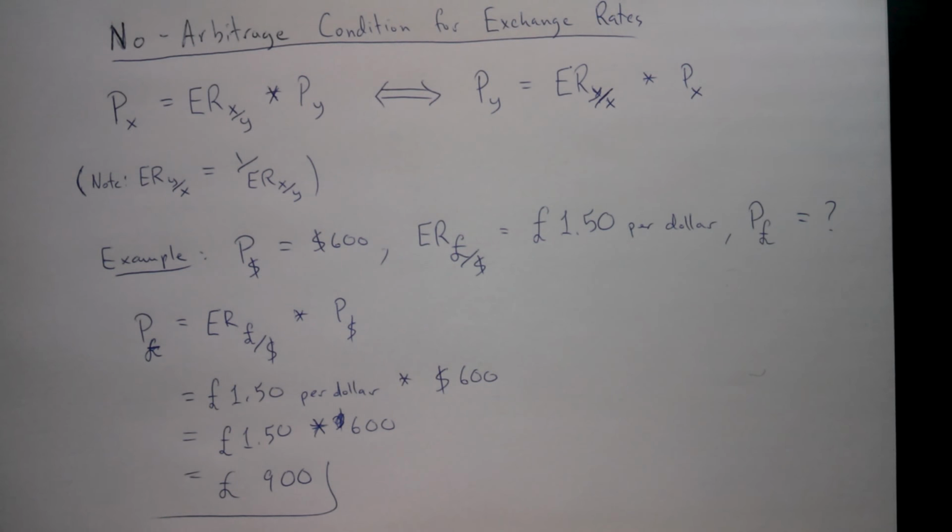It's not profitable to buy these tablets in, say, the United States and then bring them over to Great Britain and sell them there and earn a profit, or vice versa, buy them in Great Britain and then take them over to the United States and sell them. So as long as the exchange rate is there and the prices are $600 in the US and 900 pounds in Great Britain, there is no arbitrage opportunity.